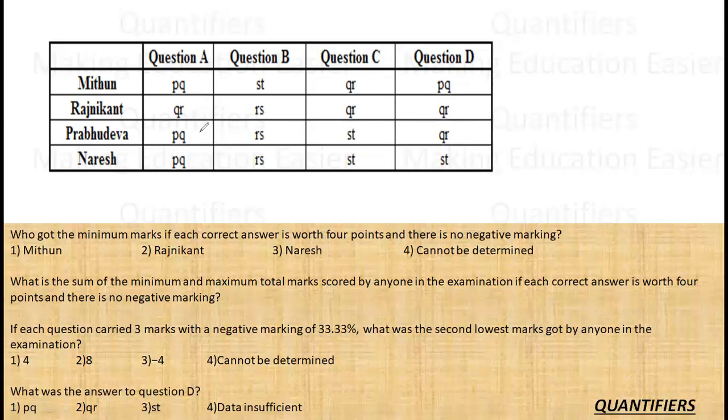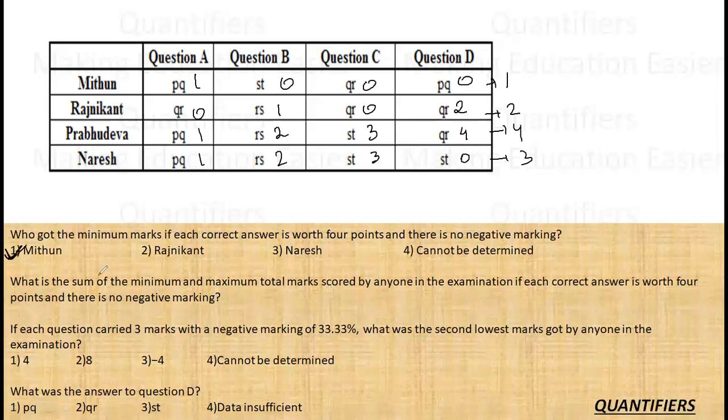Let us say Prabhudeva is all correct. If Prabhudeva is all correct, he has 1, 2, 3, and 4 marks. Naresh will have 1, 2, 3, and 0 marks. Rajnikant will have 0, 1, 0, and 2 marks. Mithun has 1, 0, 0, and 0 marks. So now this trend is satisfied: 1 mark, 2 marks, 4 marks, and 3 marks. In this way, I can say that Mr. Prabhudeva has answered all the correct answers. So who got the minimum marks? Minimum marks are given to Mithun. So the answer to the first question is Mithun.